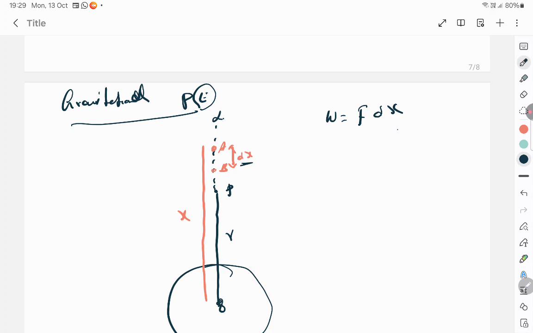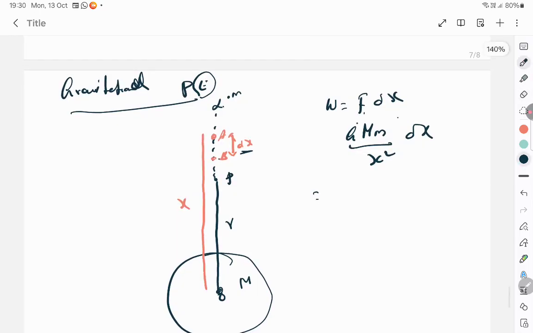dx is already your displacement. Instead of F, you can write G into capital M into small m, because this is capital M and the small particle is of small m, by not r square, because you're moving it from A to B, so x square, into dx. But also, this has got to be negative. Why? Because force is, no, let's not write that. Attractive force, let's not write that. We'll write it like this, and then let's integrate it.